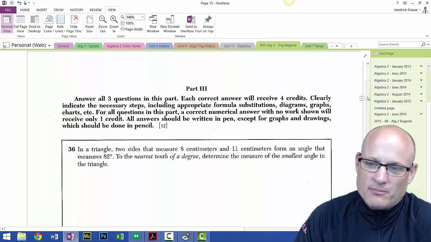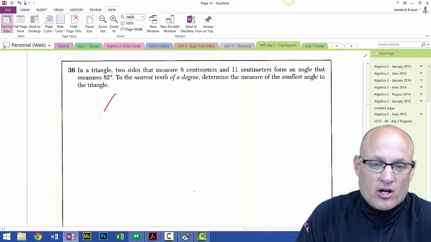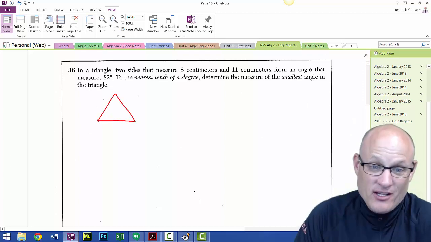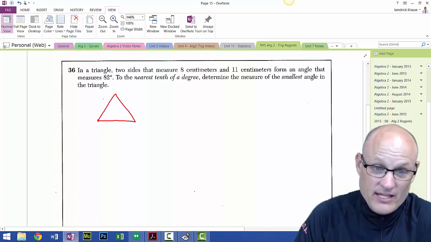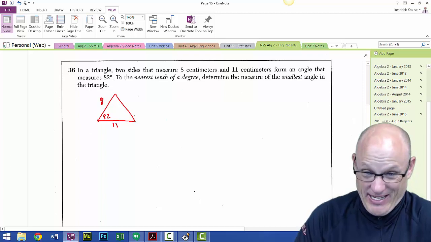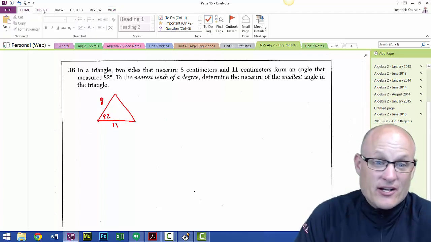Woo-wee! This was a tough problem. Alrighty, kids. You needed to use the law of cosines and the law of sines on this 4-point question. That's a lot of work. It said that you got 8, you got 11, and the angle in between is 82. So, I need to find another angle.